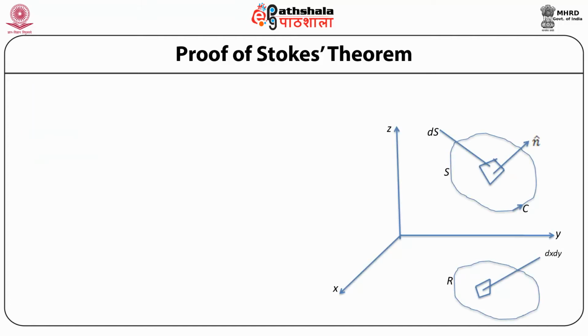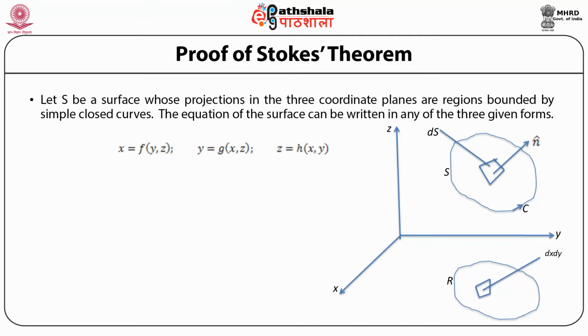Proof of Stokes theorem. We now come to the proof of Stokes theorem, which, as we have mentioned, can be regarded as the generalization of the above proved Green's theorem to surfaces in 3 dimensions. So let S be a surface whose projections on the 3 coordinate planes are regions bounded by simple closed curves. The equation of the surface can be written in any of the 3 forms, that is x equals f(y,z), y equals g(x,z), and z equals h(x,y).